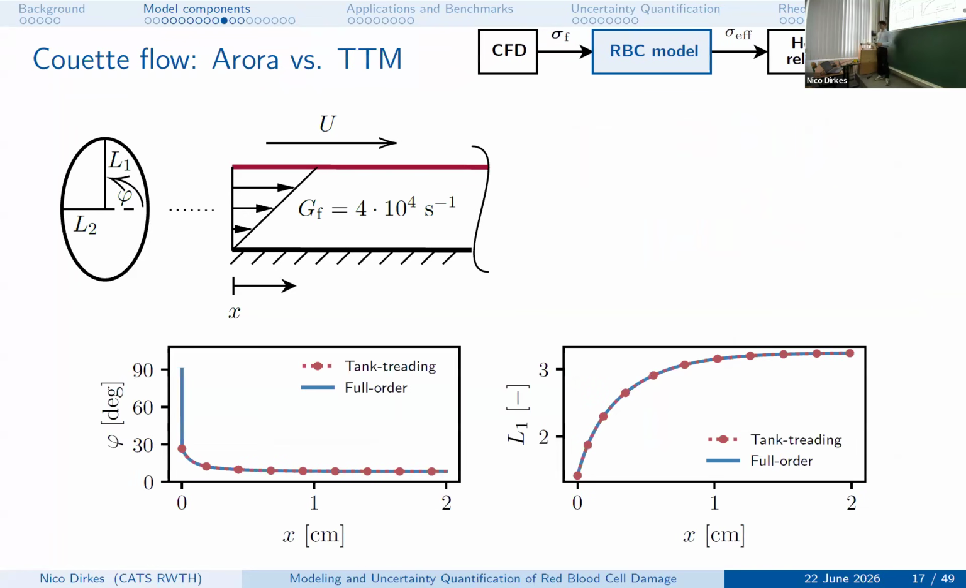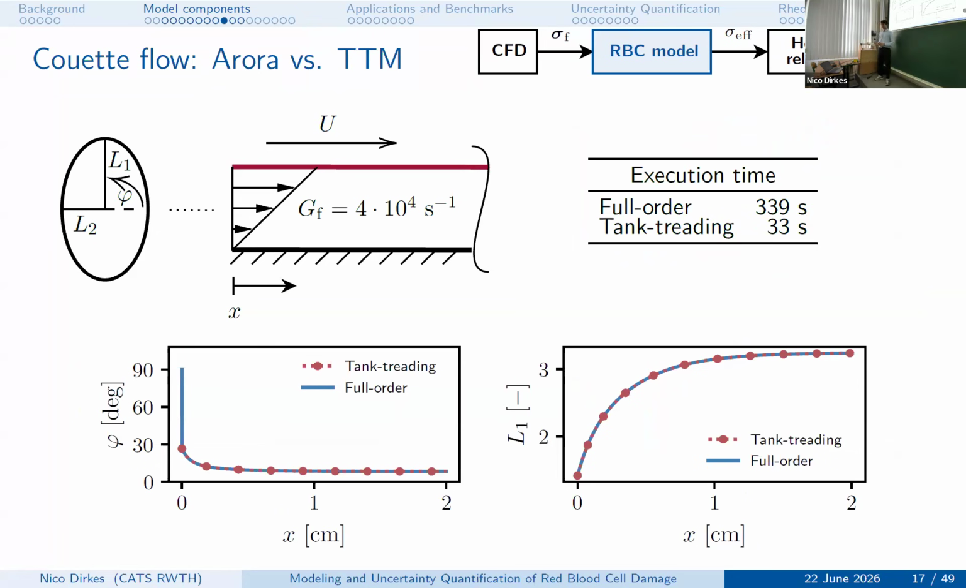So what we do instead with this tank treading model, TTM, is we basically just assume that the cell is always aligned. So we can compute this aligned orientation, this tank treading orientation, with some algorithm. Again, I don't want to go into details, but this basically skips this initial alignment step and allows us to use time steps on the order of magnitude of this deformation.